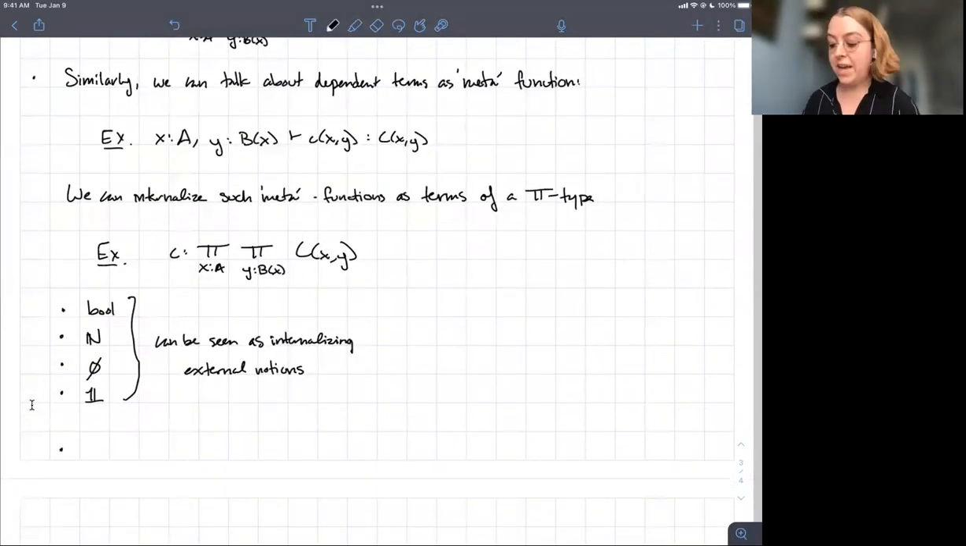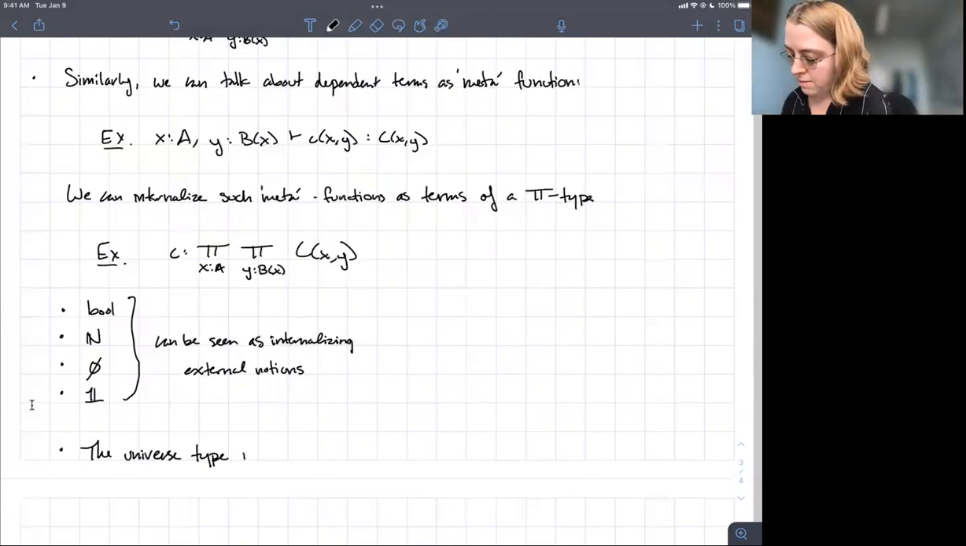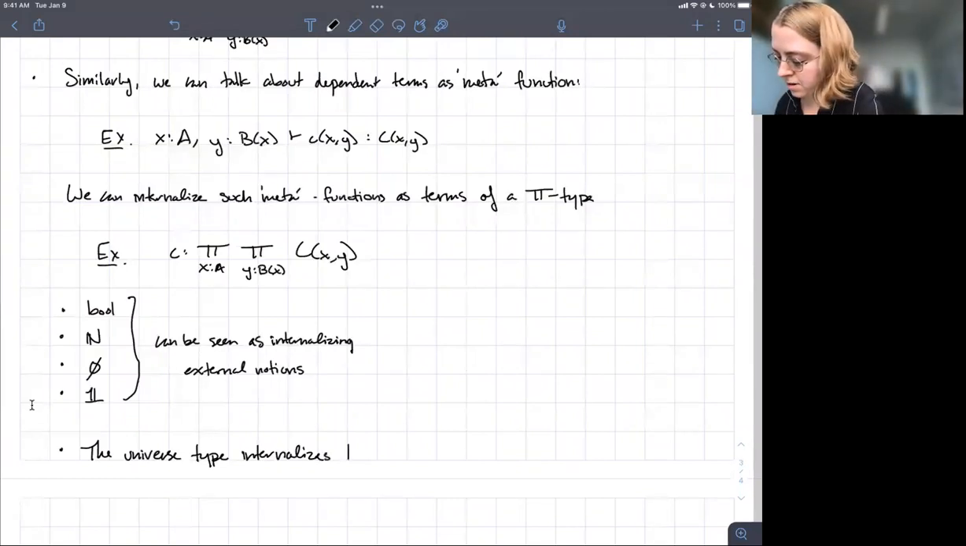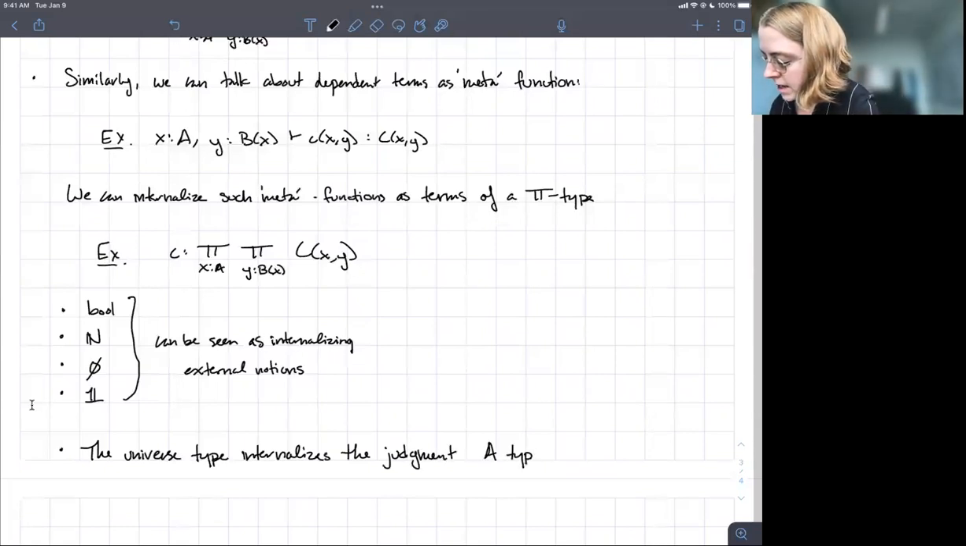Now I want to get a little bit ahead of ourselves and talk about the universe type, which will only appear in the next lecture. So I'm not going to talk about it very technically, but we have actually seen it already in Martine's Agda lecture, if you've attended that or watched that. The universe type internalizes the judgment A is a type, something like that.